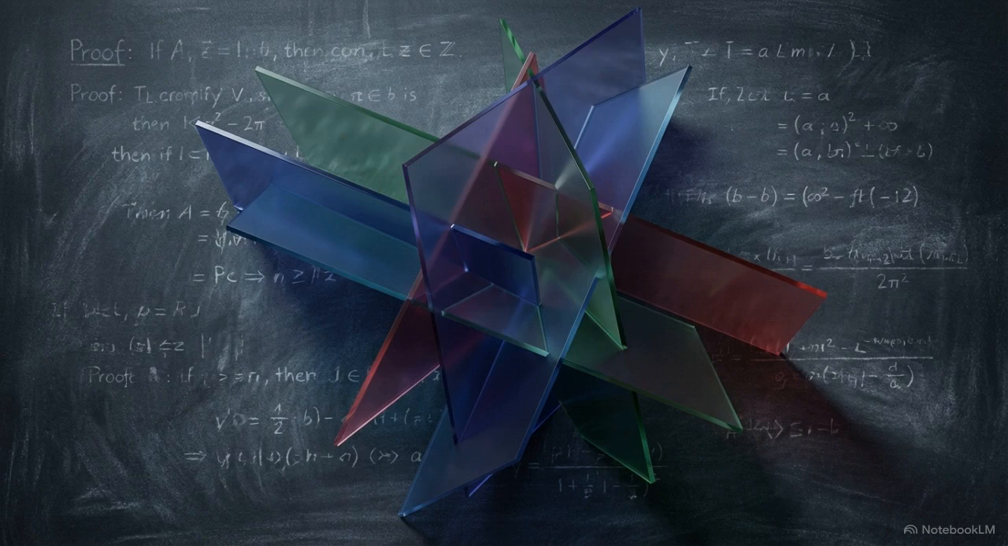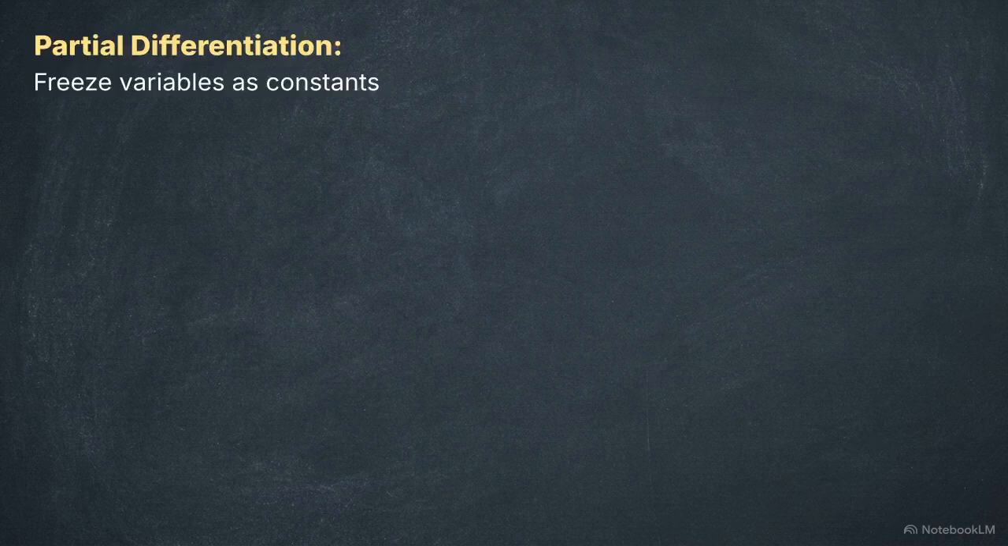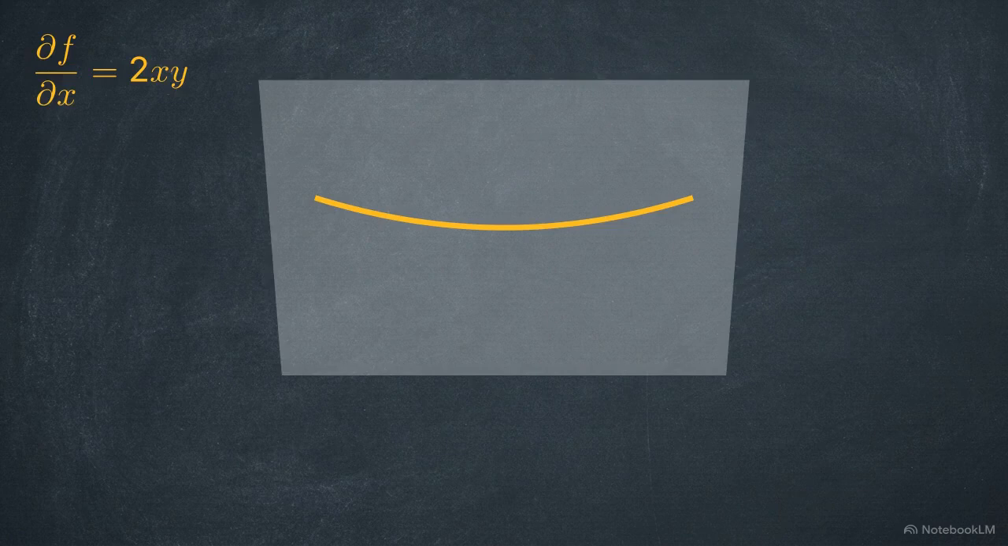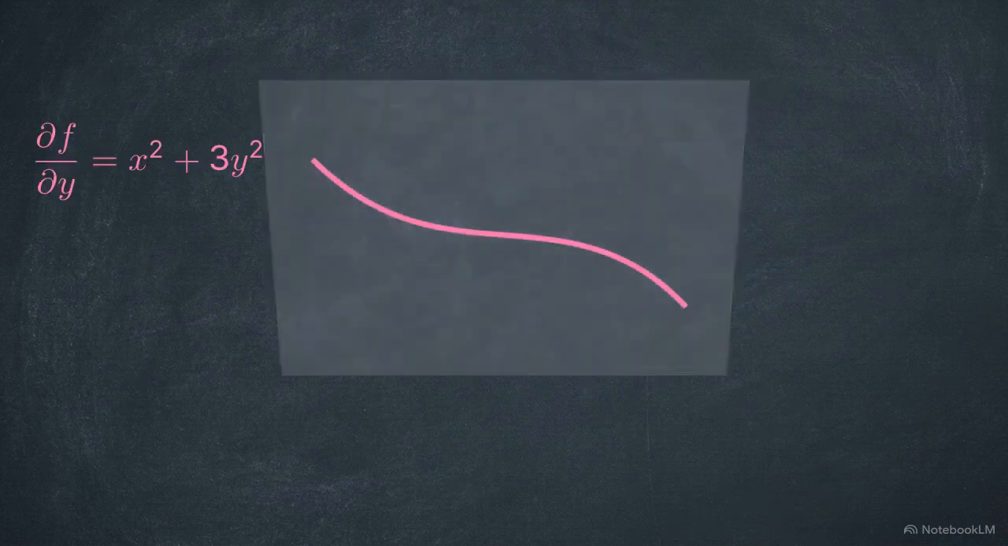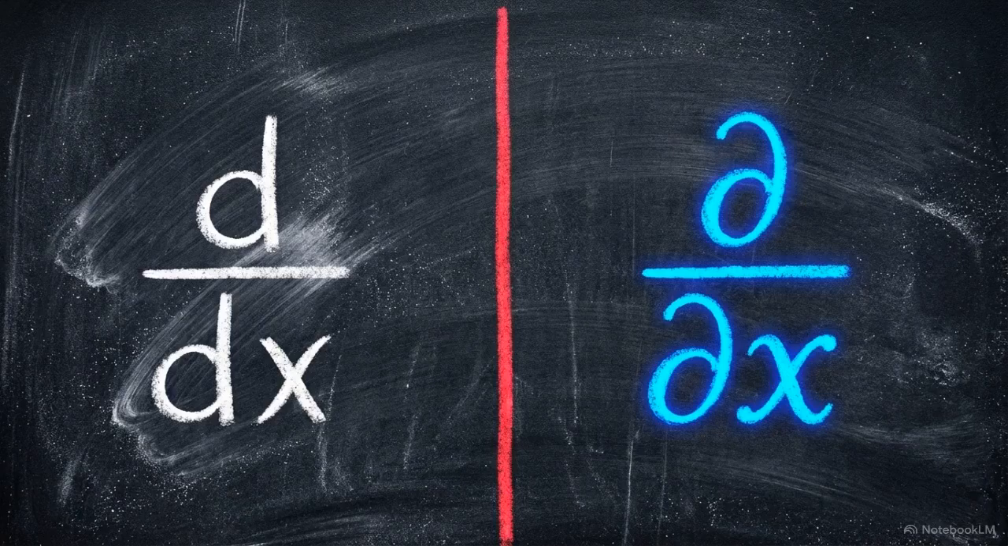When a function has more than one variable, we apply partial differentiation. This three-dimensional surface plot represents the multivariable function f of x and y equals x squared y plus y cubed. Partial differentiation isolates variables by freezing the others as constants. Treating y as a constant slices the 3D surface, isolating a 2D curve for x, yielding 2xy. Conversely, treating x as a constant isolates a perpendicular curve for y, yielding x squared plus 3y squared. It is essential to distinguish partial derivative notation from ordinary derivatives, as they imply different behaviors.